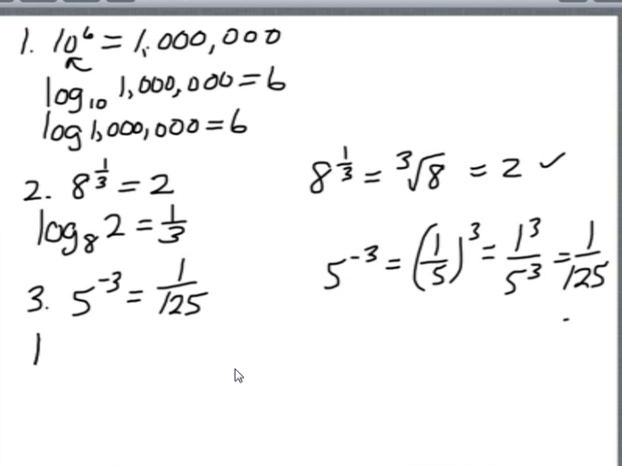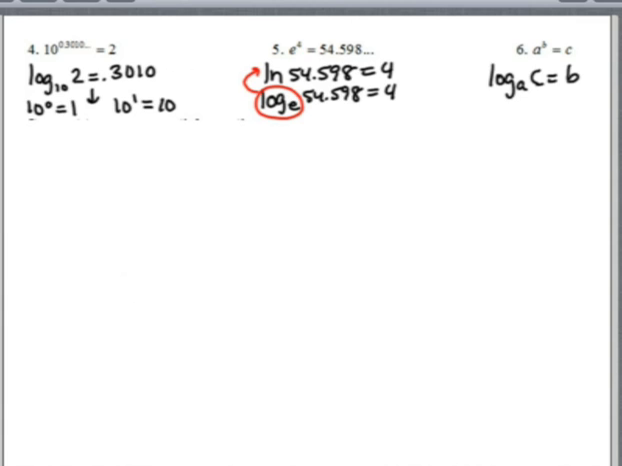So writing this in log form, log base 5 of 1 over 125 is equal to negative 3. So once again, here's another case where the answer is less than the base, so this number here has to be less than 1. In this case, it's actually even negative. Okay, you do 4, 5, and 6 yourself. Pause the video and then restart it to check your answers.